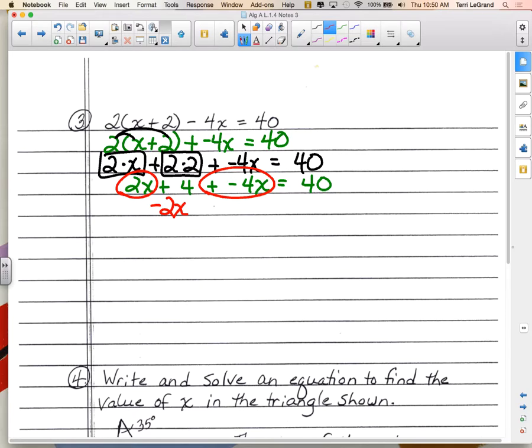Does that 4 have anything to be combined with? Well, the 40's on the other side though, so we don't want to do it. Is there anything on this side with it? No. Okay, so we're going to have to just let it keep coming along.